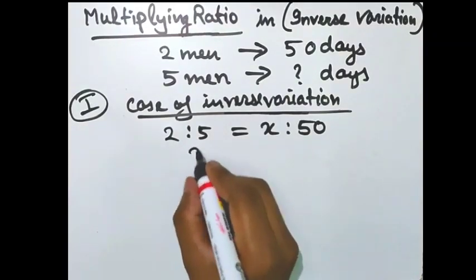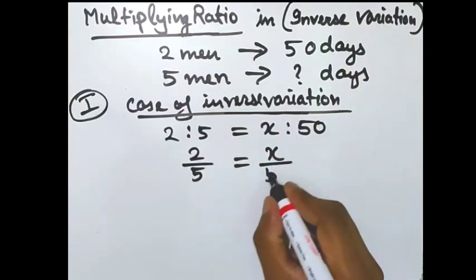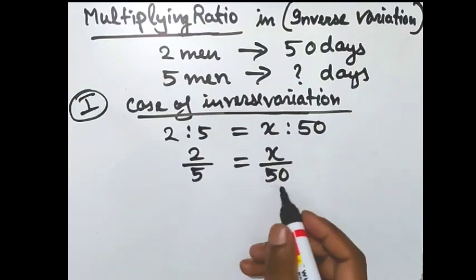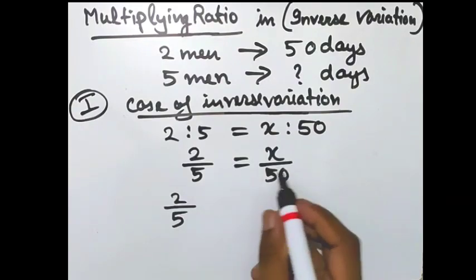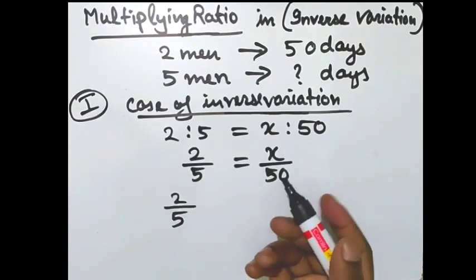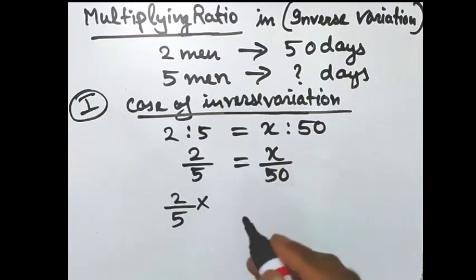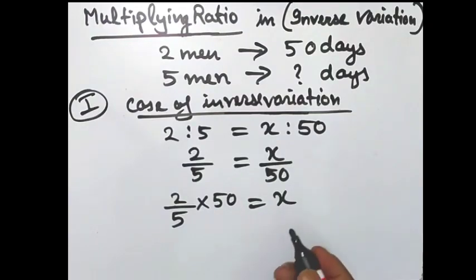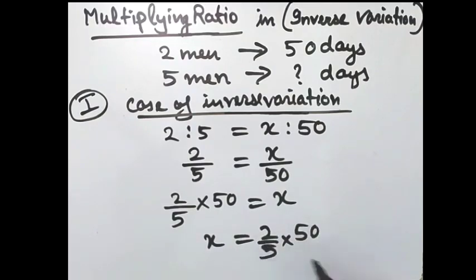So 2:5 will become 2 by 5, and x is to 50 will be x by 50. Now x is in the numerator, so we don't need to transpose. So we will transpose 50. So 50 is in the division here. If we take it to the other side, it will become multiplication, or let's say multiplying 50 on both sides. So this is equal to x. Now we can change the order. I can say x is equal to 2 by 5 into 50.